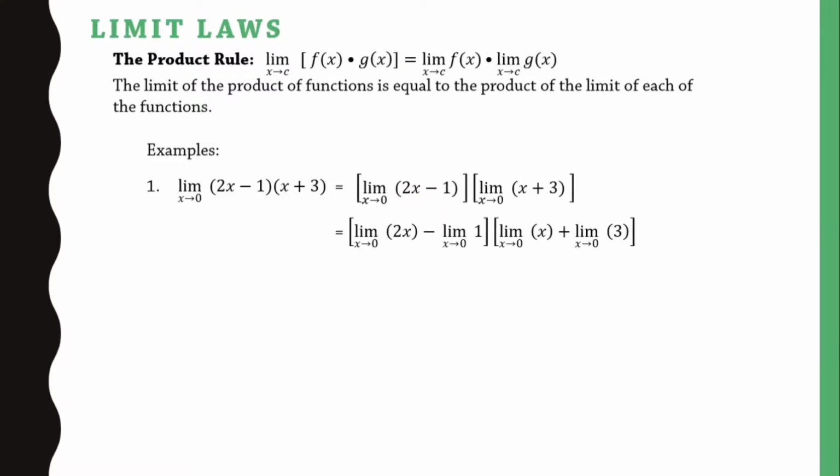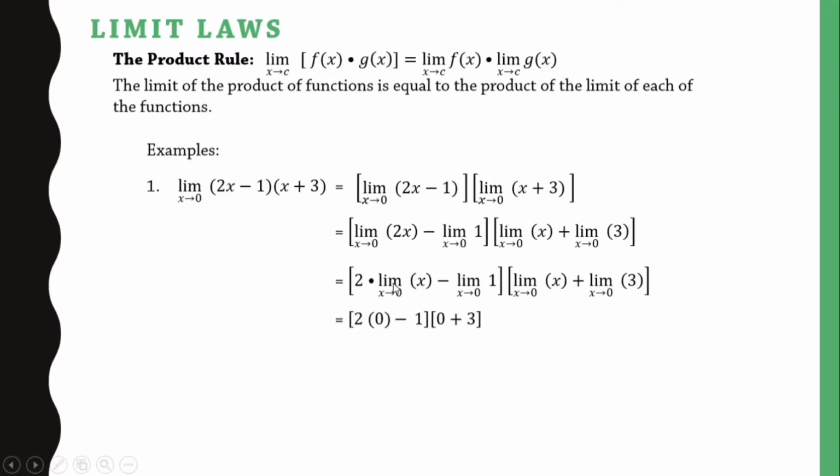Now 2x minus 1 could also still be broken down. That is the limit of 2x as x approaches 0 minus the limit of 1 as x approaches 0, times x plus 3 could also be broken down into the limit of x as x approaches 0 plus the limit of 3 as x approaches 0. So the limit of 2x can still be broken down into 2 times the limit of x as x approaches 0. Then copy the rest of the terms in this equation.